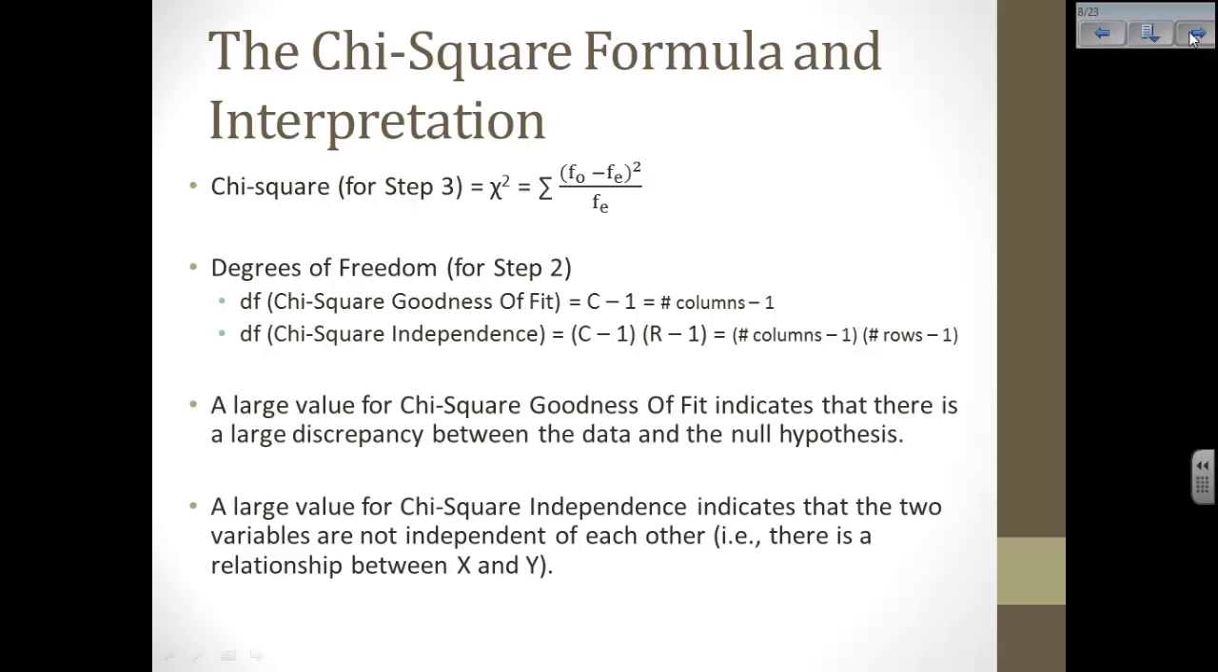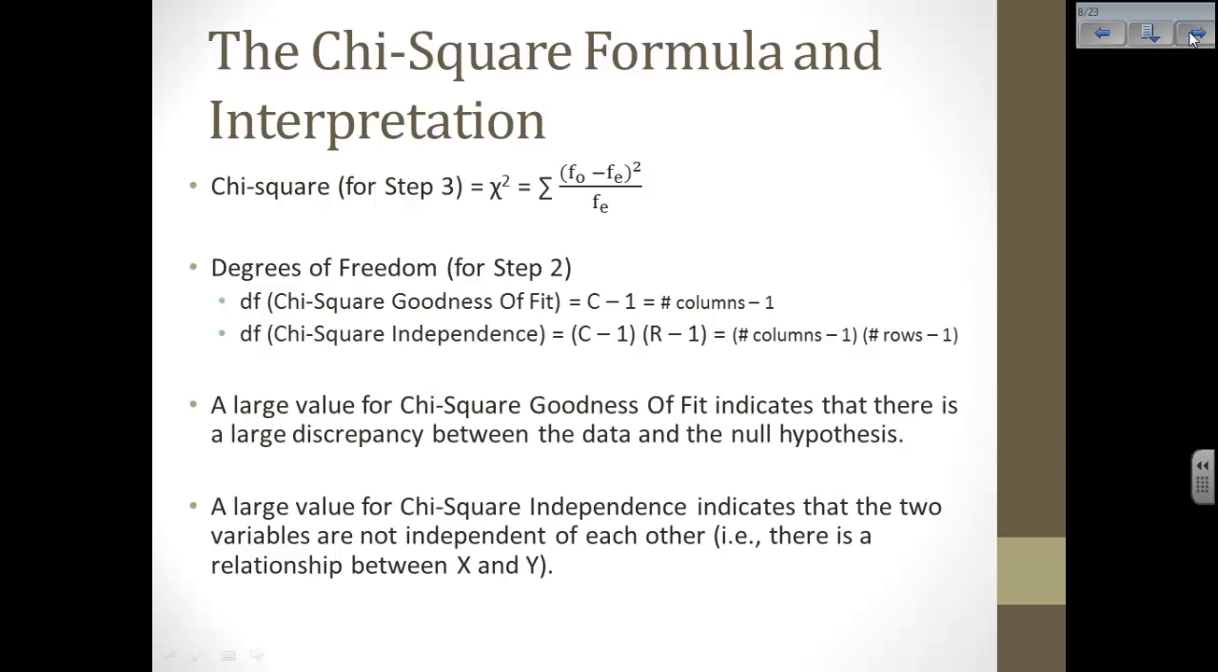Now, I also want you to understand that if you get a large value for the chi-square test of goodness of fit, that tells you that there's a large discrepancy between the data and the null hypothesis. So much like when we were looking at the F distribution, your chi-square distribution is a positively skewed distribution, with 0 being the lowest value that you can get. 1 is the most typical value under the null hypothesis, and then as you start to get out into the extreme right side of the distribution, you're going to have values where there's a large discrepancy between the observed data and the expected data under the null hypothesis.